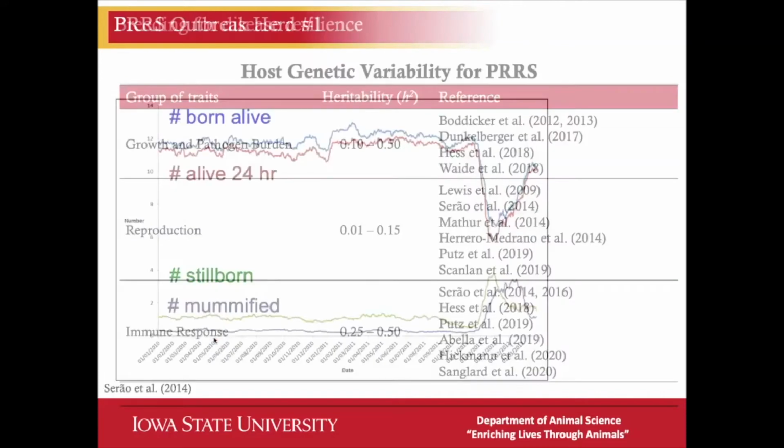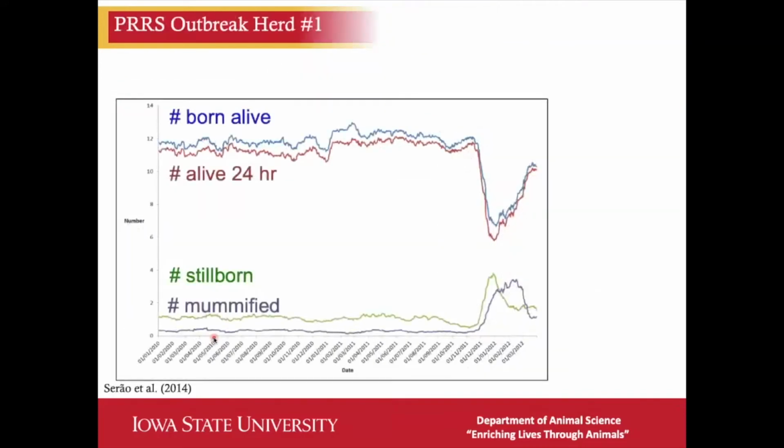So I'll start by talking about the first study that we did on reproduction and immune response, which I'll call PRRS Outbreak Herd number 1. As you can see here, this is traditional performance in a sow farm. We have the number born alive in blue, number alive at 24 hours in red, number of stillborn and mummified piglets in green and purple respectively. And then sometimes you have a huge decrease in number born alive and an increase in number born dead piglets, which is very typical of a PRRS outbreak.